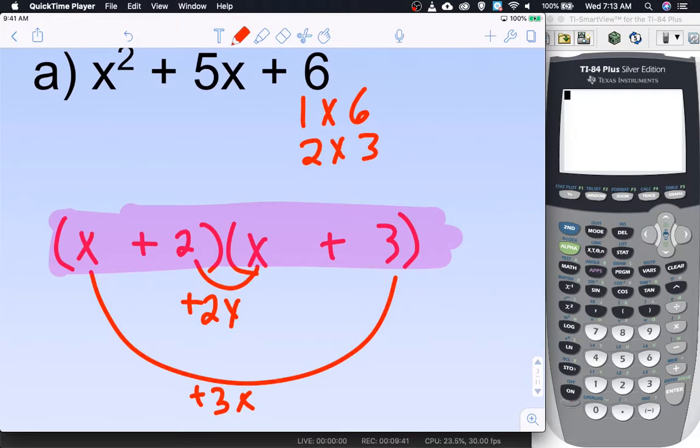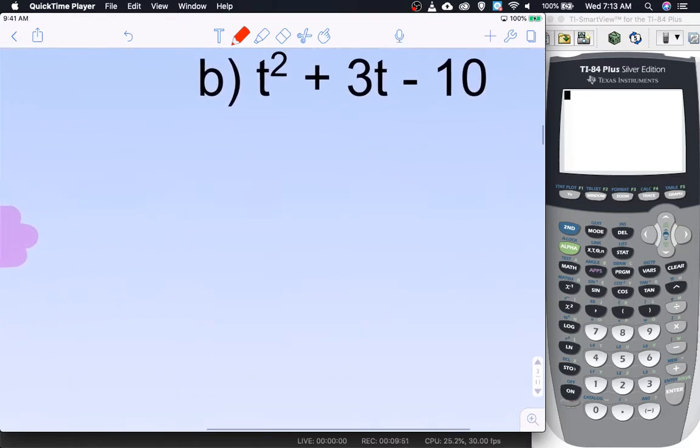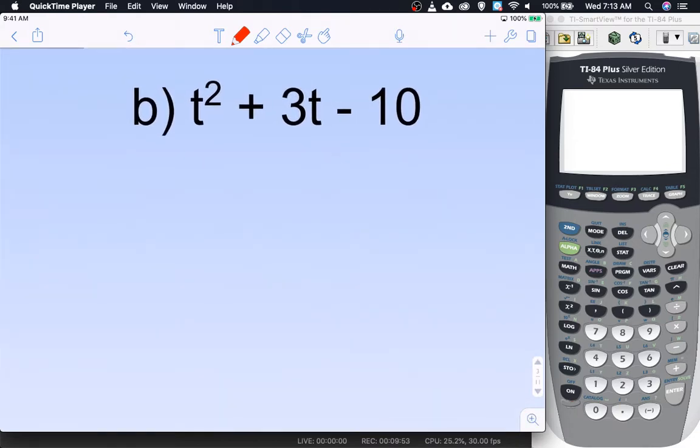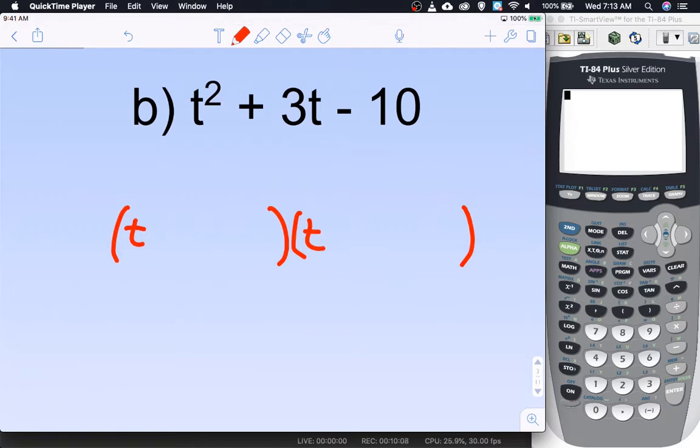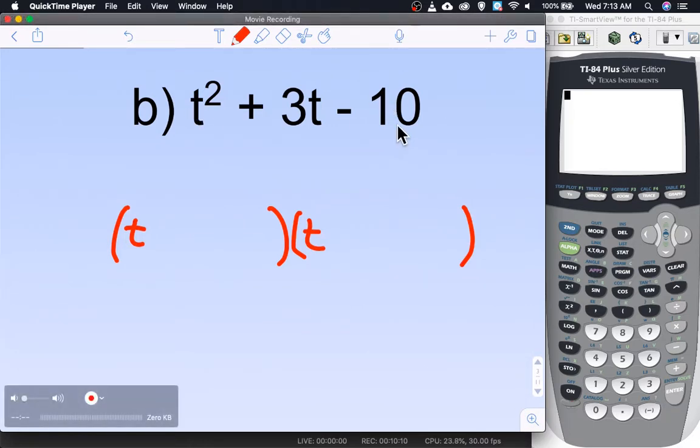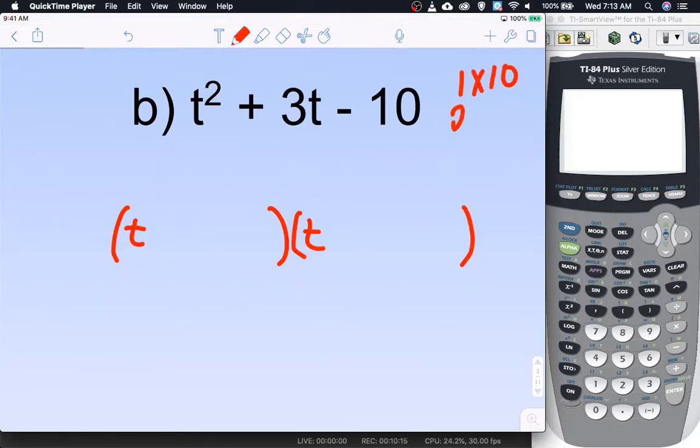This is a guess and check process. This process is hard at first, but we're spending the next 4 or 5 lessons basically doing this a whole bunch of times. We're going to get better, much better at this. Okay? So we're breaking it down. What two things multiply to give us our first term? Well, this can only be t and t. What things multiply together to give us our last term? It could be a 1 times 10. It could be a 2 times 5.